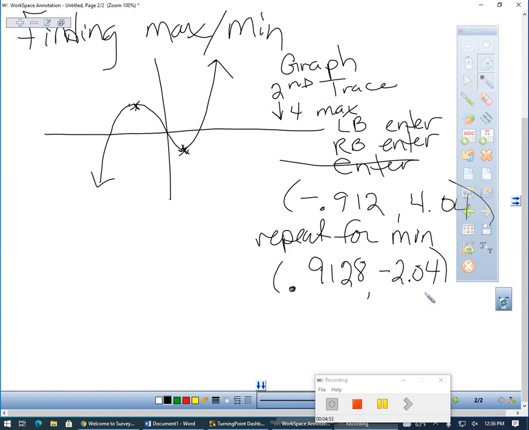Now we're going to use this information to do our increasing and decreasing intervals. Okay? So the real goal is to make sure we remember how to get it out of our calculator. Then we can set our calculator to the side once we have those values. And again, when we do increasing and decreasing, what value do we use? The x value. Very good.